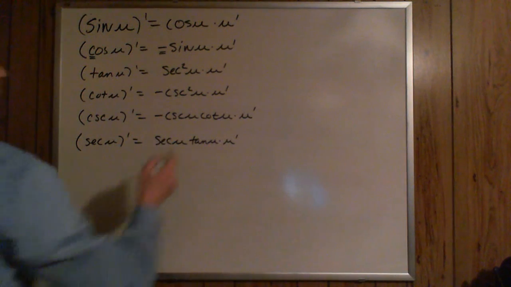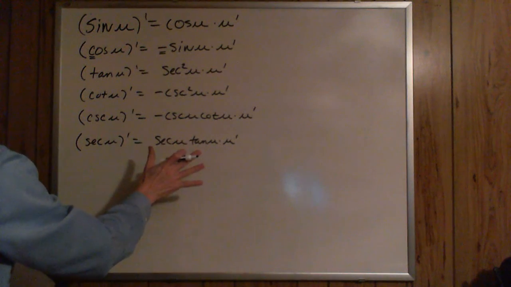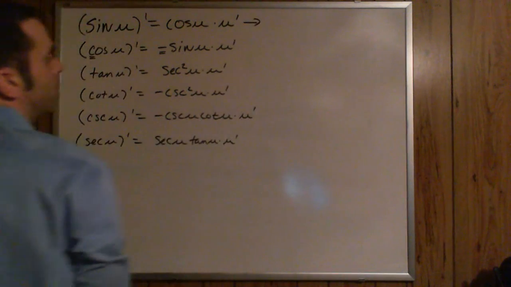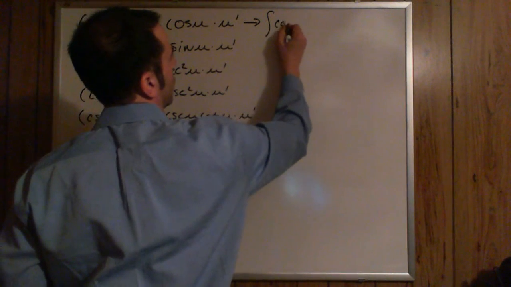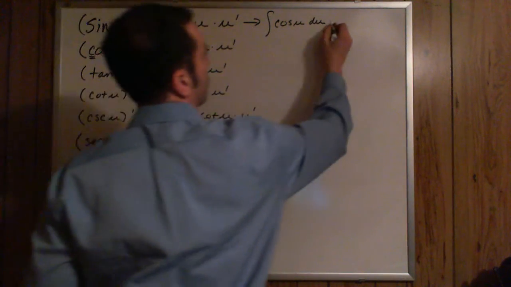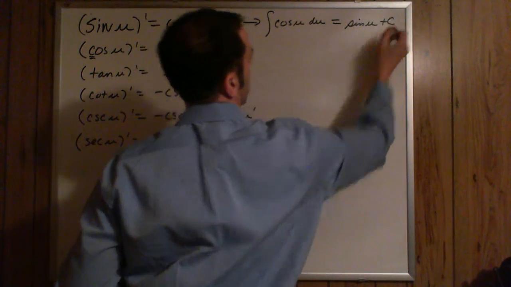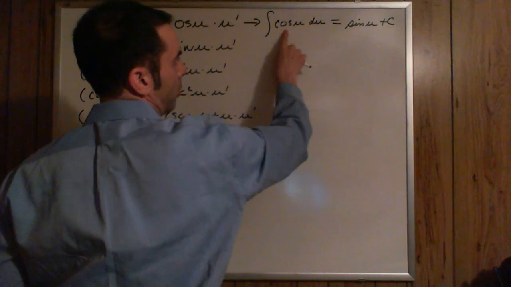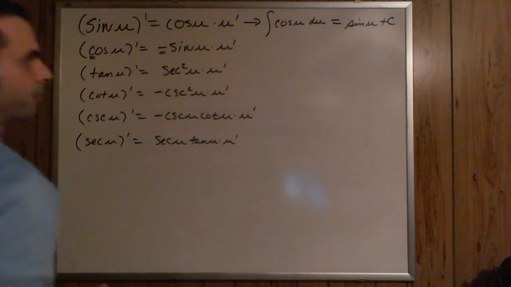Now in going backwards, we're going to be given this derivative and we have to come up with the function whose derivative is given to us. So in the reverse process, this would imply that the indefinite integral of cosine u du would be equal to sine u plus c, because the derivative of sine u is cosine u times u prime. And the derivative, of course, of the constant is just 0.